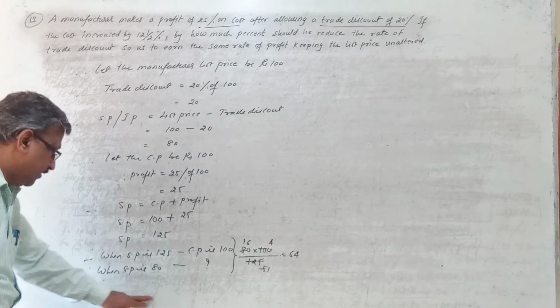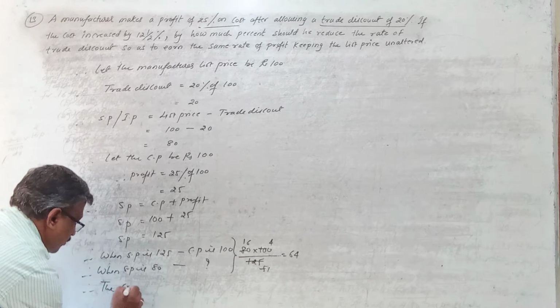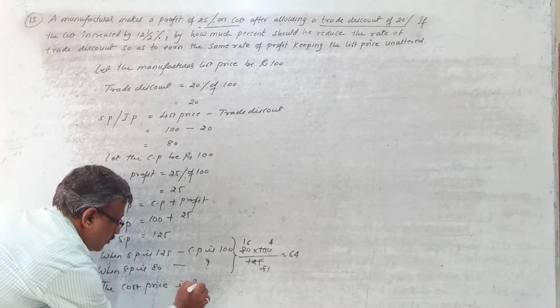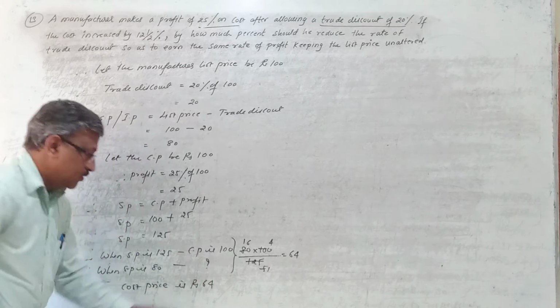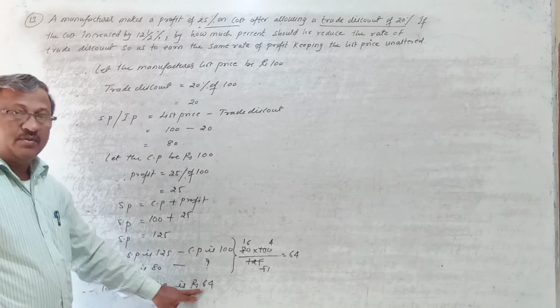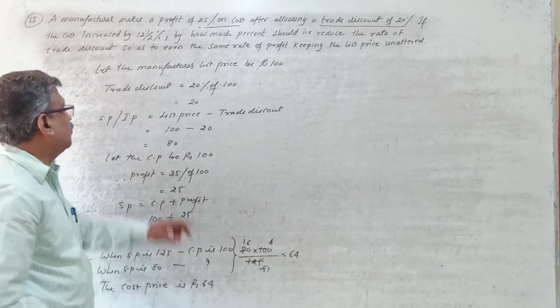So below that you can write here: therefore, the cost price is rupees 64. Now, the cost price of the manufacturer is known. It is 64 rupees. Now, what is the question here?